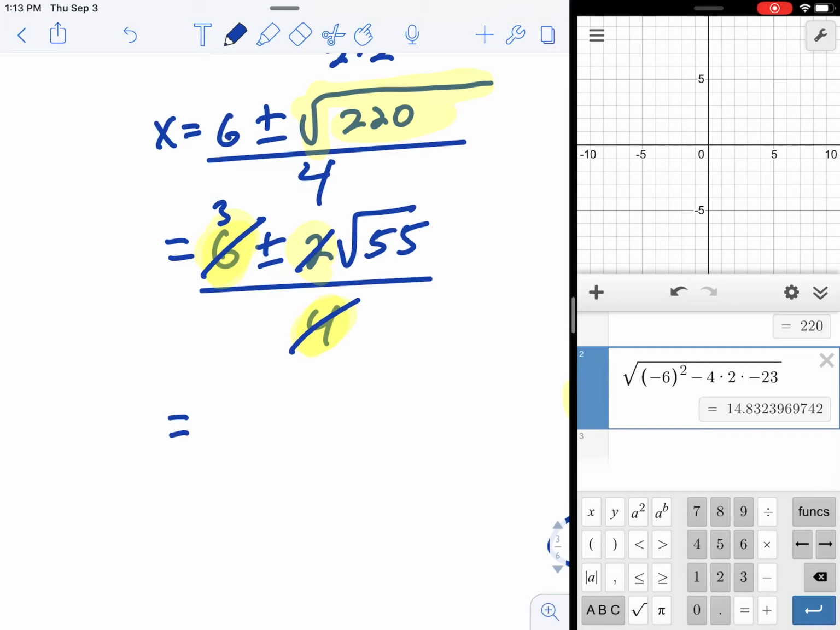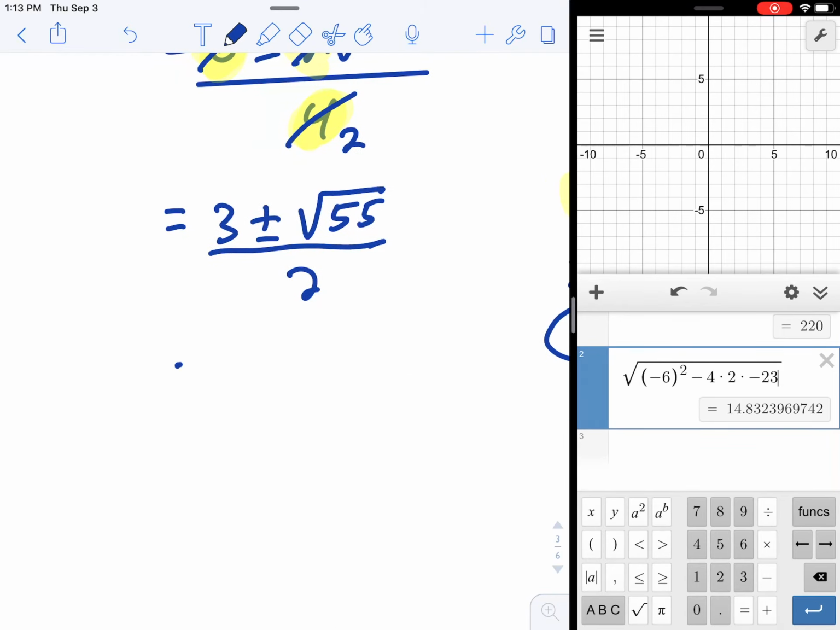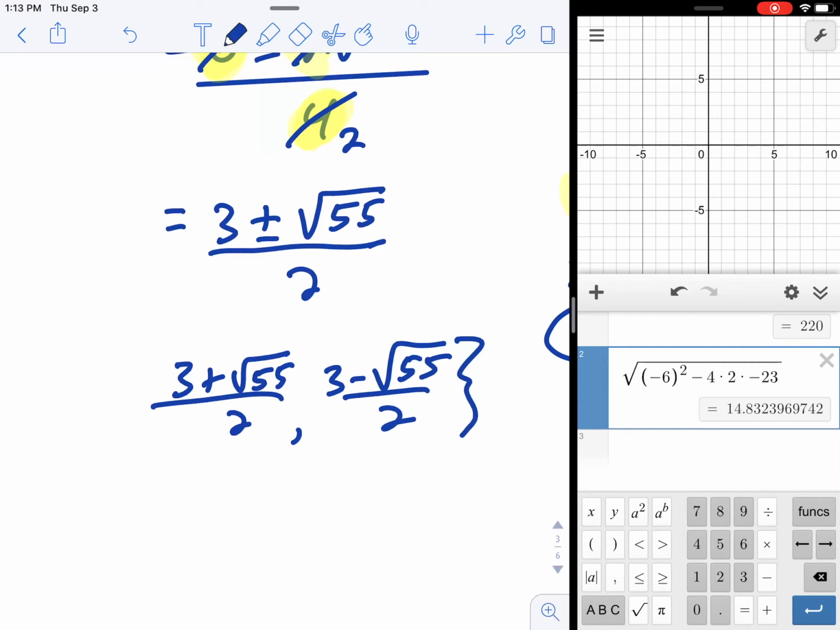Divide 6 by 2, you get 3. Divide 2 by 2, you get 1. Divide 4 by 2, you get 2. So that's 3 plus or minus 1 radical 55, which you don't need to write the 1 down, over 2. And that is our answer. Or when we checked it down below, it was written like this, with a comma. And then, of course, those funny brackets.